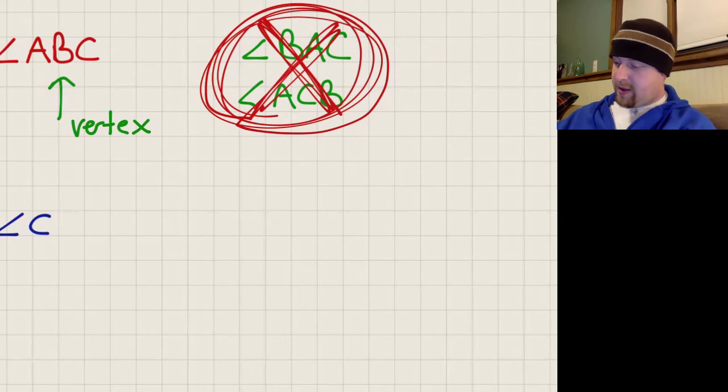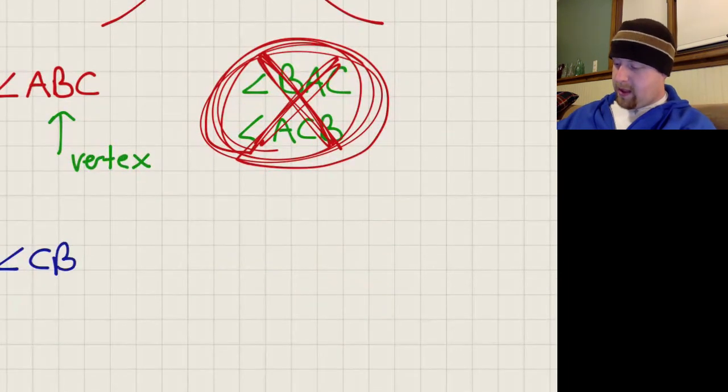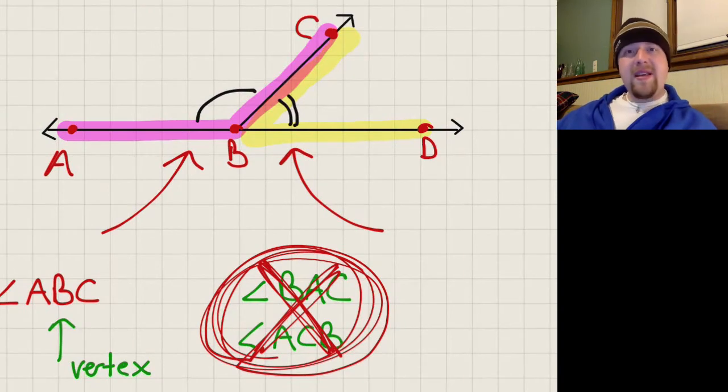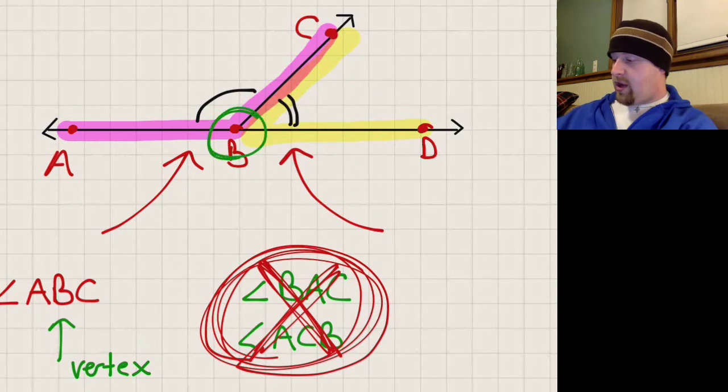Oh, let me make sure this isn't CBD. It has to be named with the vertex in the middle. Okay? So the way we name our angles is really important. Notice that these two angles, angle ABC and angle CBD, share the same vertex. And that makes sense. If you looked at that diagram, you can definitely tell that the two angles share that same vertex right in the middle.